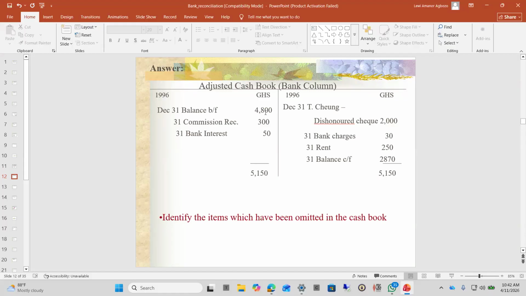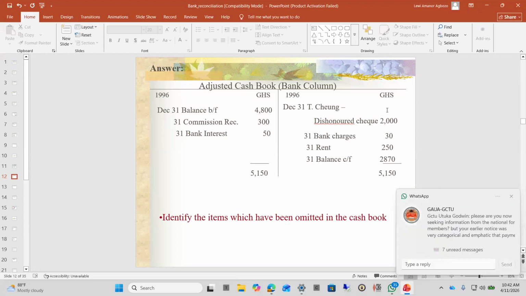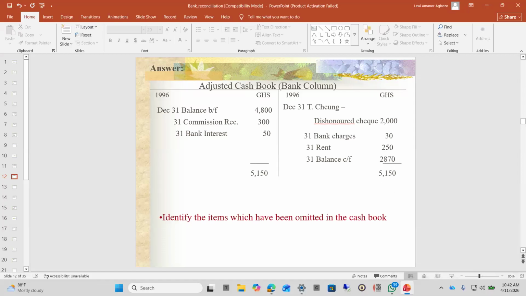So you come here, you close the balances, you weigh the two sides, and you can see that the debit side is higher. The total of the debit side is 5,150. You bring them here, and then you subtract the total of the credit side from it. The credit side is 2,000 plus 30 plus 250, and that will give you 2,280. So you subtract 2,280 from 5,150, you get 2,870. So this becomes our balance carry forward in the cash book.